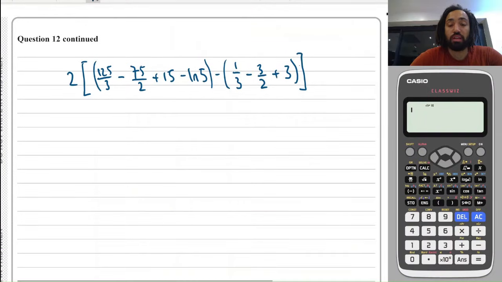Okay, right, go into the calculator. 125 over 3, and then minus 75 over 2 plus 15. I'm going to leave that ln 5 alone, and that's going to equal this. Then I'm going to take away, in brackets, 1/3 minus 3/2 plus 3.